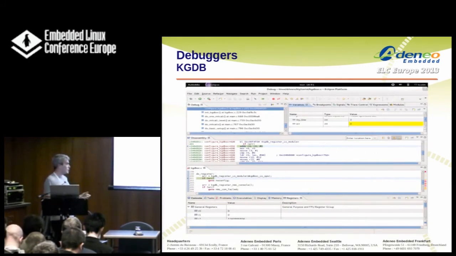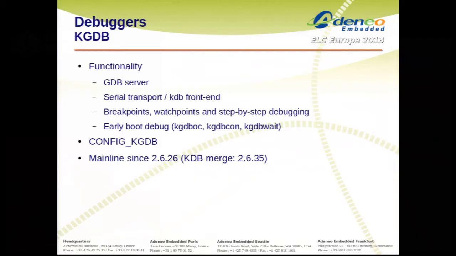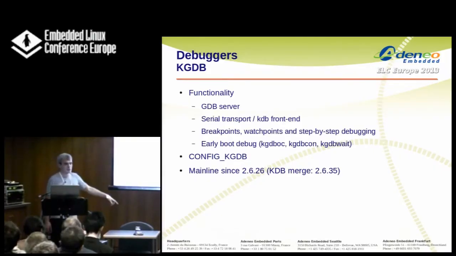So KGDB, like LTTNG, has an Eclipse plugin, and you can do early debugging with it also. So using KGDB, these are command line arguments. You can use kgdbwait, for example, to say to the kernel, okay, we will do a GDB session, so wait for the GDB connection before continuing, after having set up the GDB framework in the kernel.